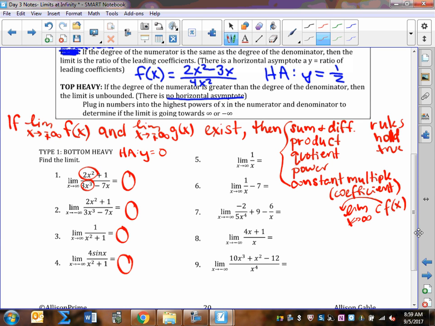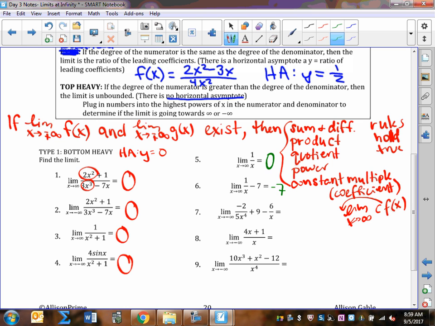All right, what do we get for number 5? 0, good. Now number 6, what do we get? Good, -7. So again, applying those properties, we can take the limit of the first, which we know to be 0, minus the limit of the second, and the limit of any constant is just that constant, so 0 minus 7, which is -7.